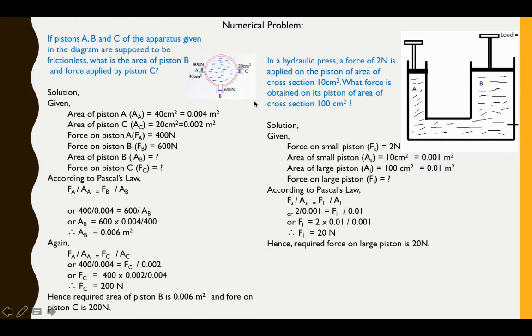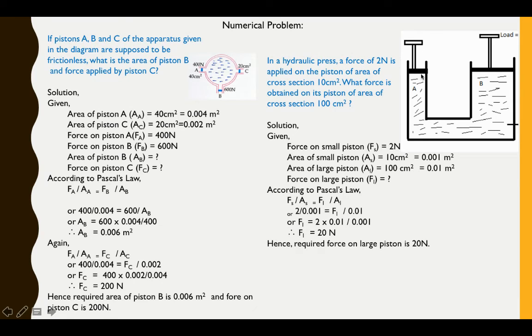Now going to another type of numerical. This is the diagram of a hydraulic press. The question says that a force of 2 Newton is applied on a piston of area 10 square centimeter. What force is obtained in the piston having area 100 square centimeter? It is also based on Pascal's law because it is an enclosed vessel containing liquid. So let's go to the solution.